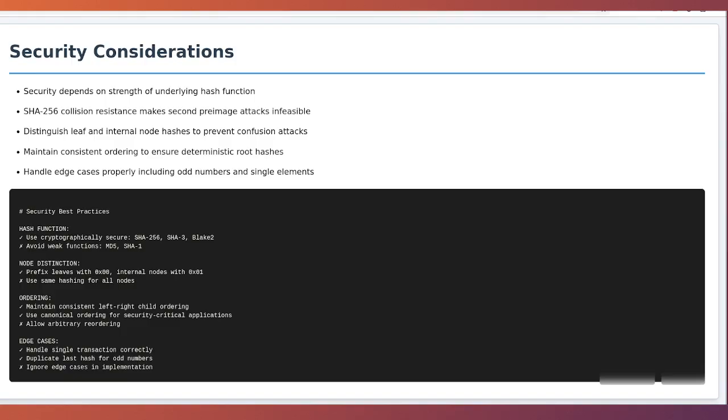Finally, the tree construction must handle edge cases properly. What happens with an odd number of leaves? What about a tree with just one transaction? Bitcoin duplicates the last hash to make pairs, which is safe, but naive implementations might have vulnerabilities if edge cases aren't handled correctly. Despite these considerations, when implemented properly with a strong hash function, Merkle trees provide excellent security guarantees. The cryptographic properties ensure that tampering is detected and verification is trustworthy.